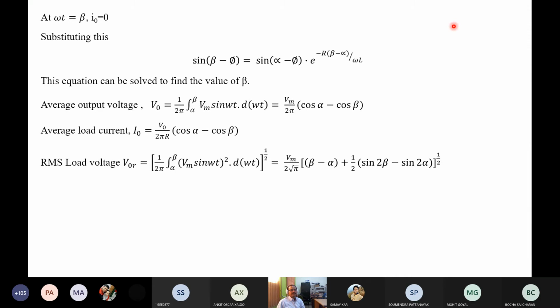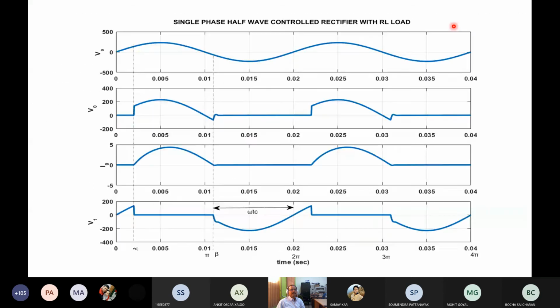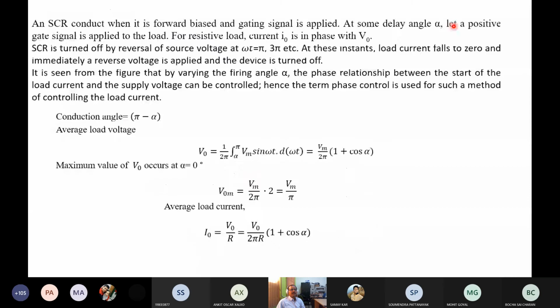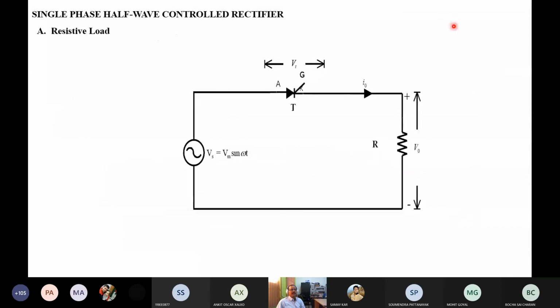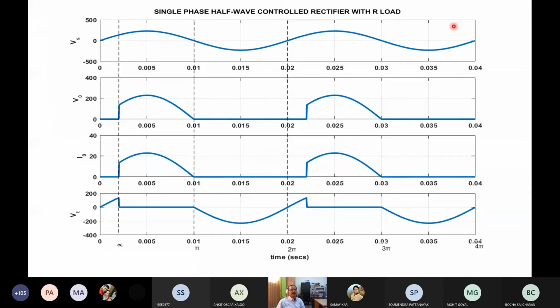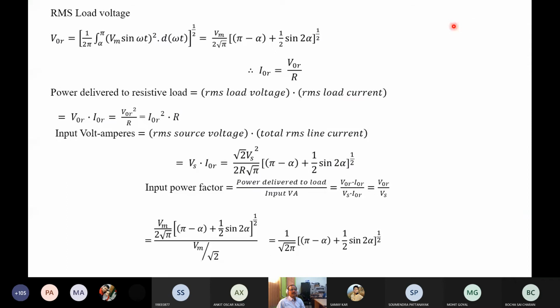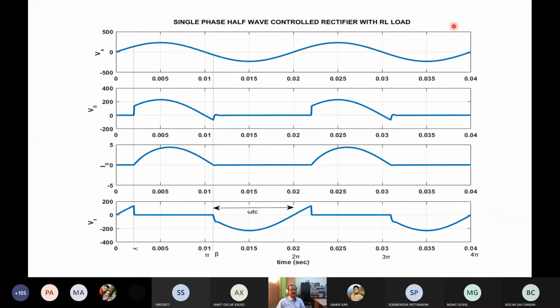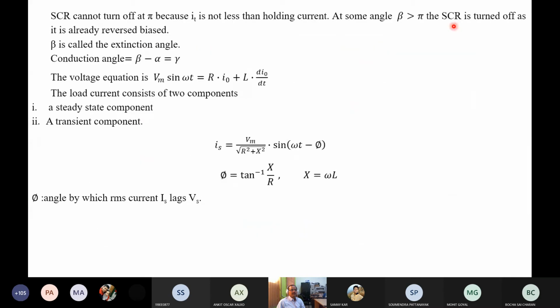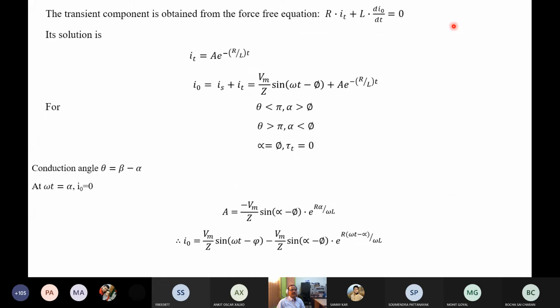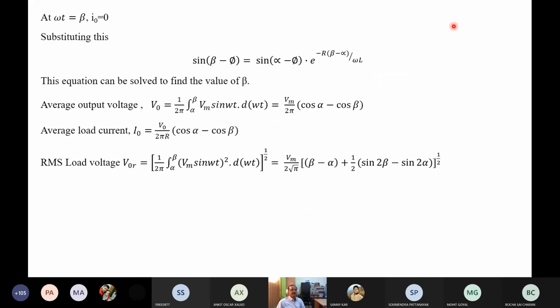Got it? The waveform must be correct in the exam. You must draw the waveform very correctly. Otherwise, 0. Everything we are deriving from the waveform.